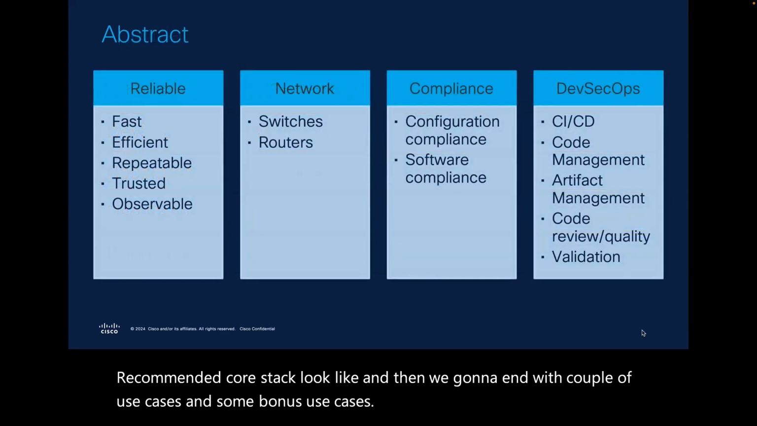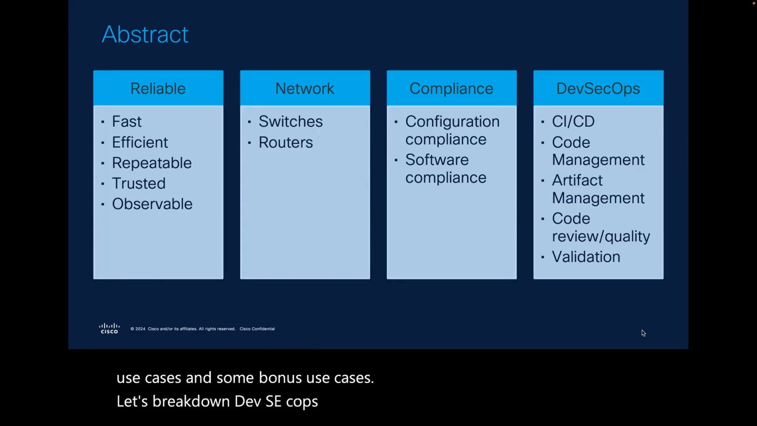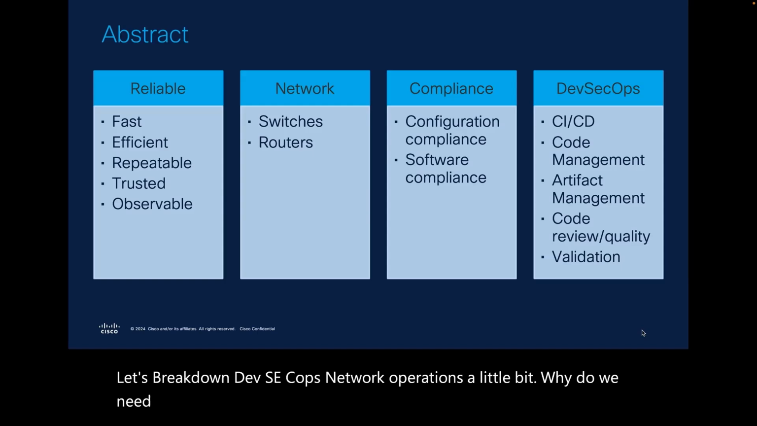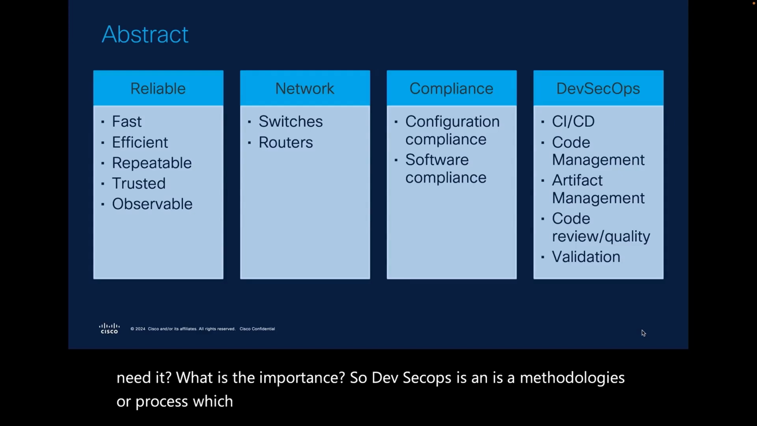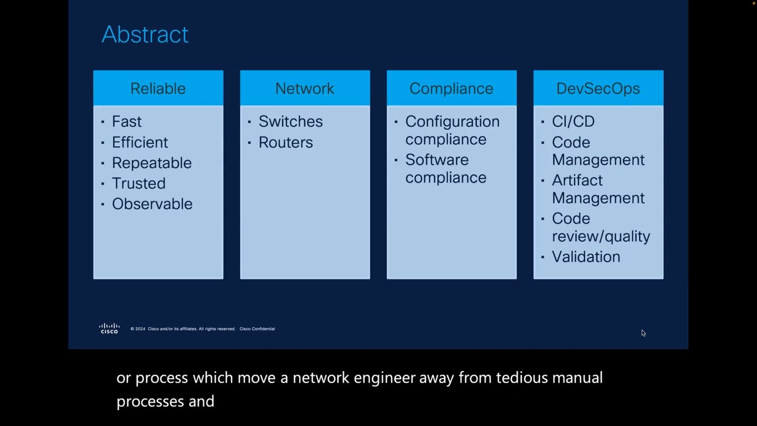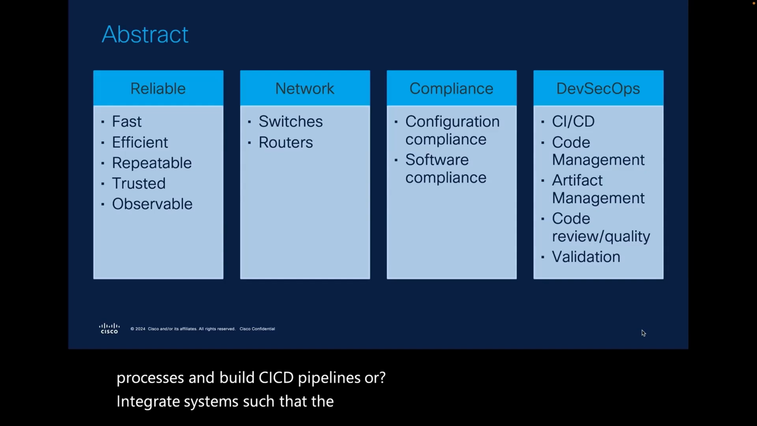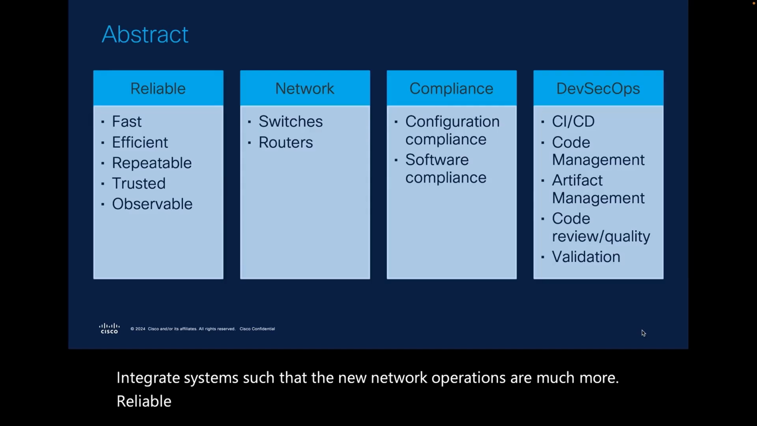Let's break down DevSecOps network operations a little bit. Why do we need it? What is the importance? So DevSecOps is a methodology or process which moves a network engineer away from tedious manual processes and builds CI/CD pipelines or integrates systems such that the new network operations are much more reliable, efficient, observable, trusted.